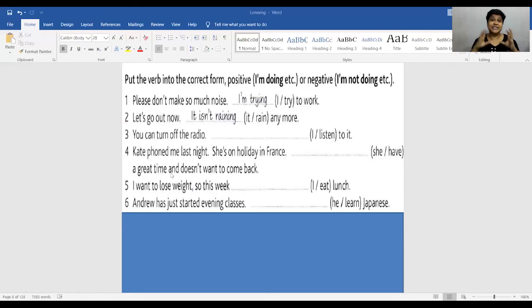So she's having... she is becoming... she's contracted. She's having a great time. Okay. The next one is: I want to lose weight. So this week I eat lunch. I'm going to lose weight, so I am not going to eat lunch. So I'm not going to eat lunch. So I'm not eating lunch. Simple. I'm not eating. The word here, I eat, becomes not eat. Okay, so I'm not eating lunch.